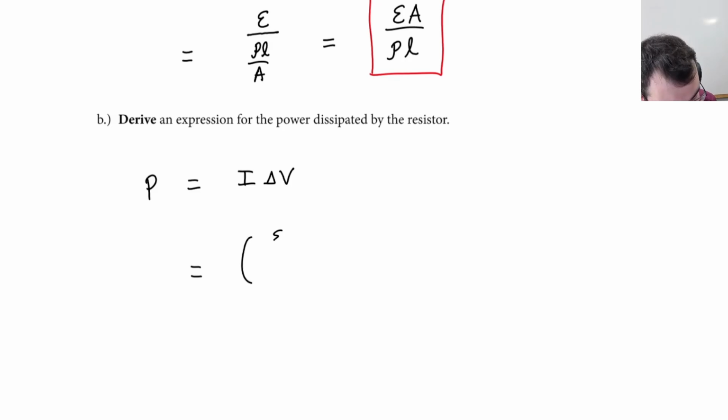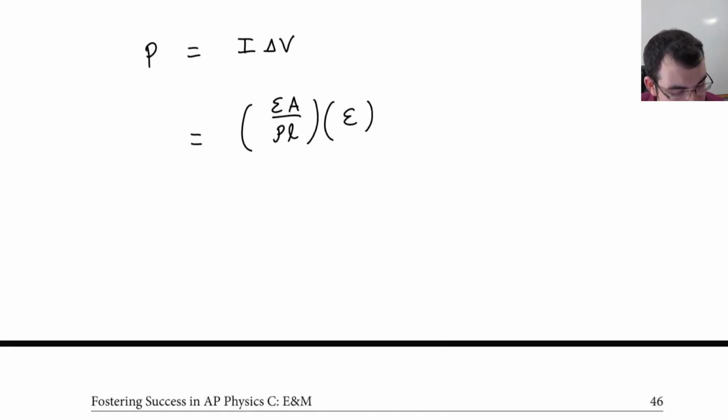Our current was epsilon A over rho L. Our delta V was just epsilon. So we just pick up a square. So we get epsilon squared A over rho times L.